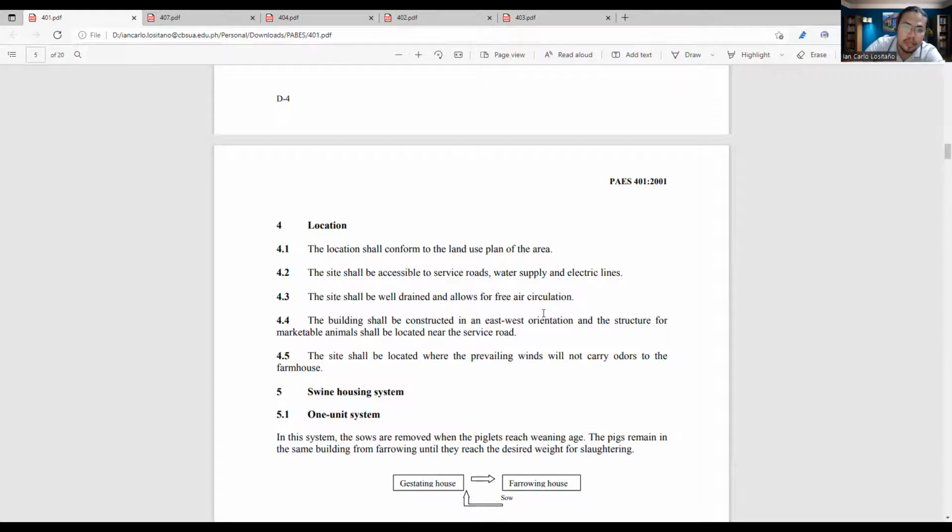use plan of the area. The site shall be accessible to service roads, water supply, and electric lines, meaning for service roads, they should be near the.